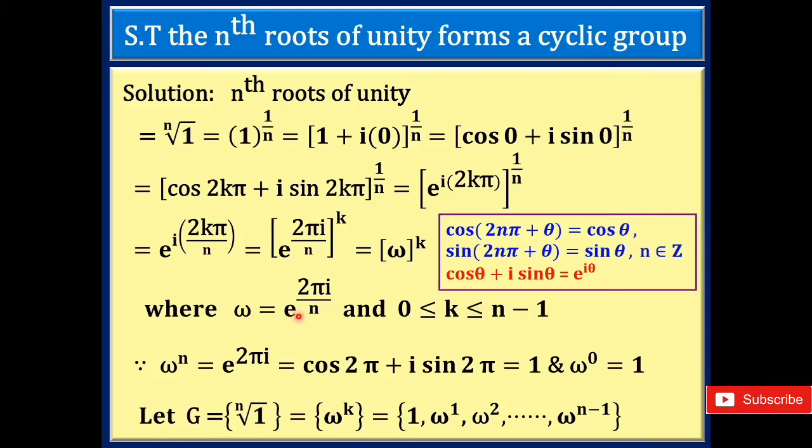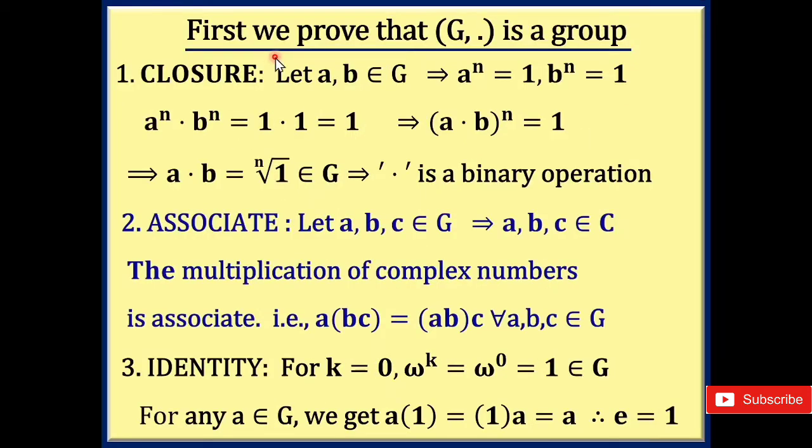Since omega is equal to e power 2 pi i by n, then omega power n is equal to e power 2 pi i, that is equal to cos 2 pi plus i sin 2 pi. Cos 2 pi is 1, sin 2 pi is 0. 1 plus i into 0 is 1. And also omega power 0 is equal to 1. Let G be the nth root of 1, that is equal to omega power k, that is equal to 1, omega, omega square, omega cube, and so on, omega power n minus 1.